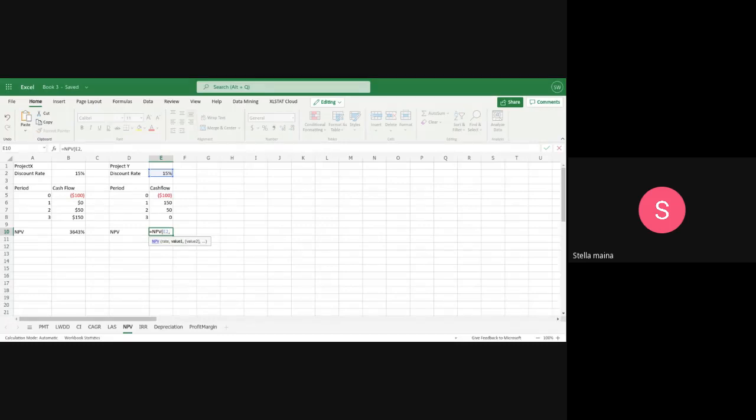So I'm going to start with E6 up to E8, and then now plus our E5. So if we run that, we can see we are getting 68.25. So the net present value of project Y is higher than the net present value of project X, meaning that project Y is a better investment.